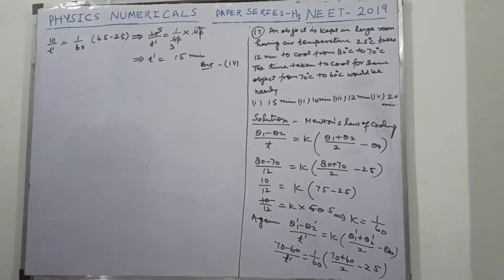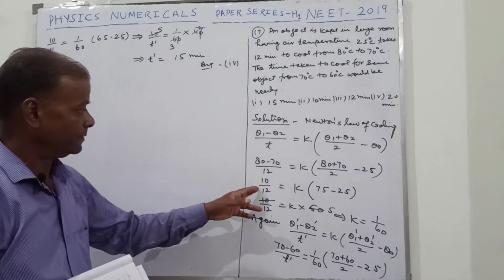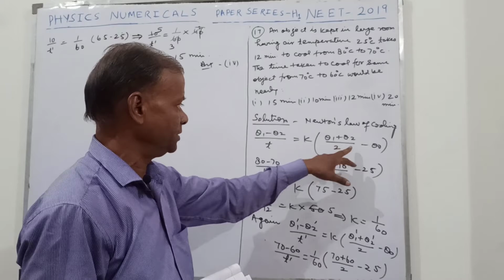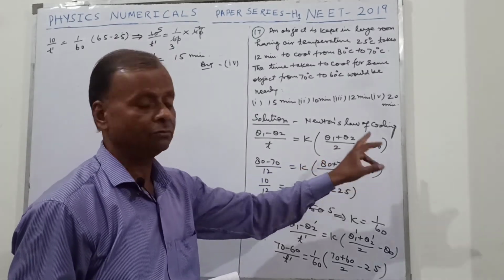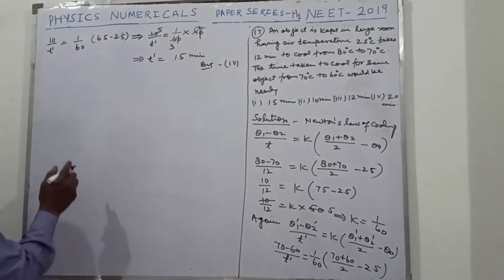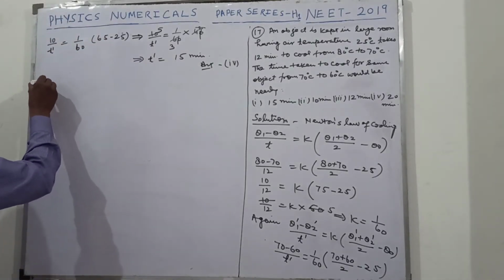So we just applied the law of cooling, and you remember this formula: (theta 1 minus theta 2) upon t equal to k into ((theta 1 plus theta 2) upon 2 minus theta 0). Now question number 18.